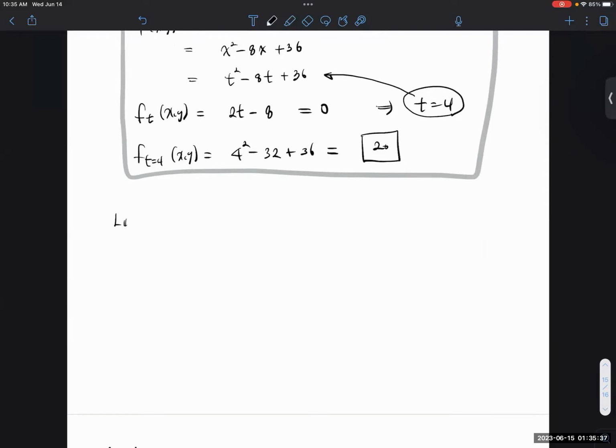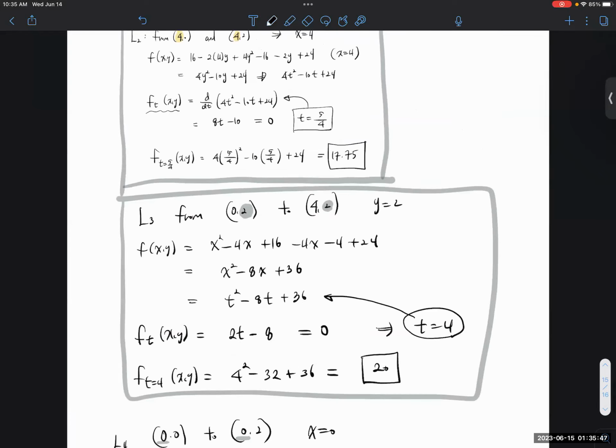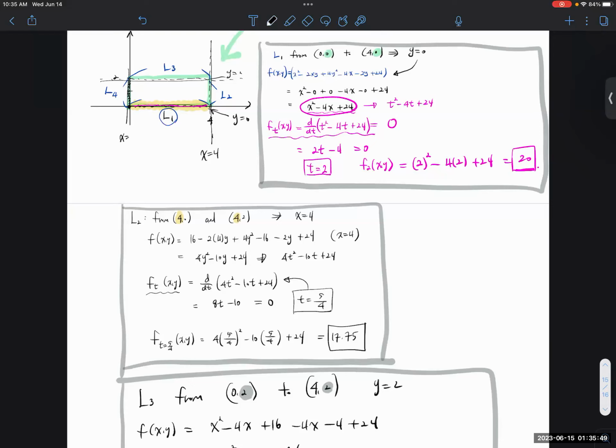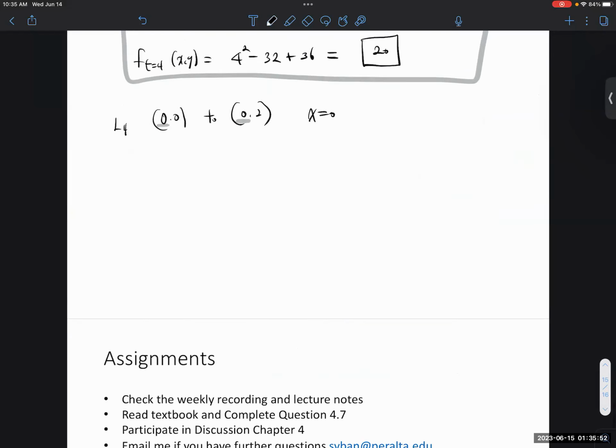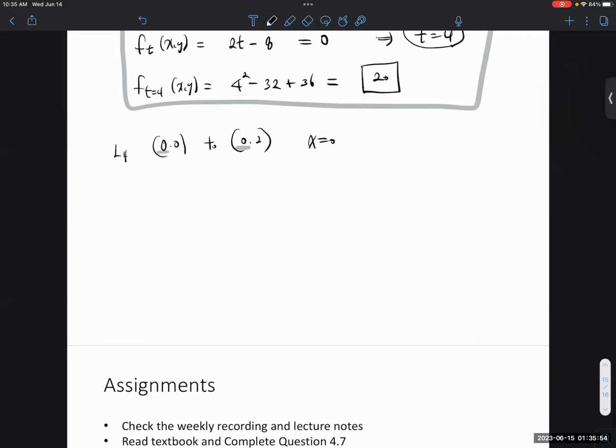Last one, L4. That is (0, 0) to (0, 2). As you see, this is x equal to 0. So we are going to find the partial derivative. First, plugging in x equal to 0. So you should get everything 0 with the x. So 4y squared, 2y plus 24. I'm plugging this into the f of x, y equation. So you should get that. I'm going to convert it to t.